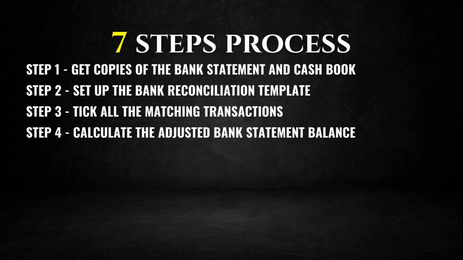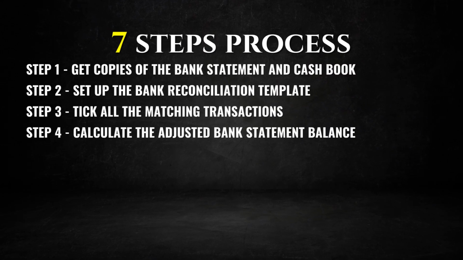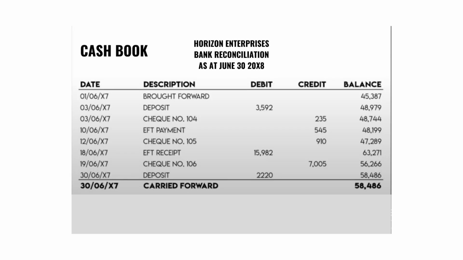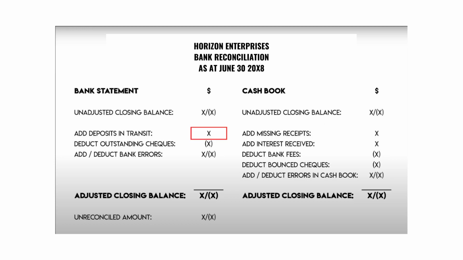Step 4. Calculate the adjusted bank statement balance. This is where things start to get interesting. We'll look for deposits in transit and outstanding checks. Deposits in transit are those sneaky cash inflows that have already been recorded in your cash book but haven't shown up on your bank statement yet. We'll add those to the bank statement side of our reconciliation.